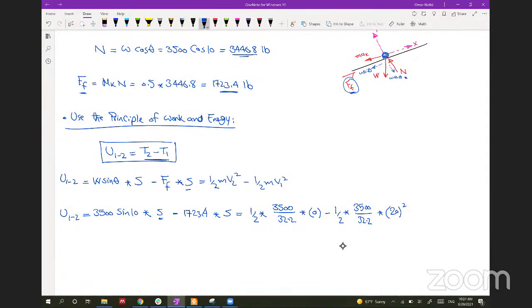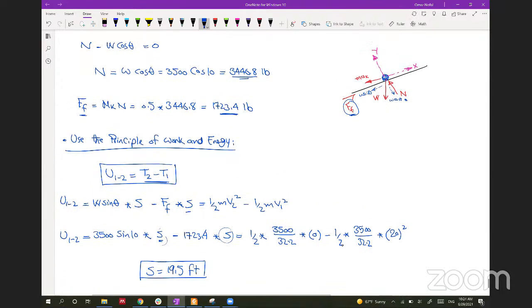So from this equation, you know everything except S. So you can take S as a common factor, and you finally will be able to calculate S, and it will be 19.5 foot. So this is how you calculate S. Does anybody have any question on this problem?